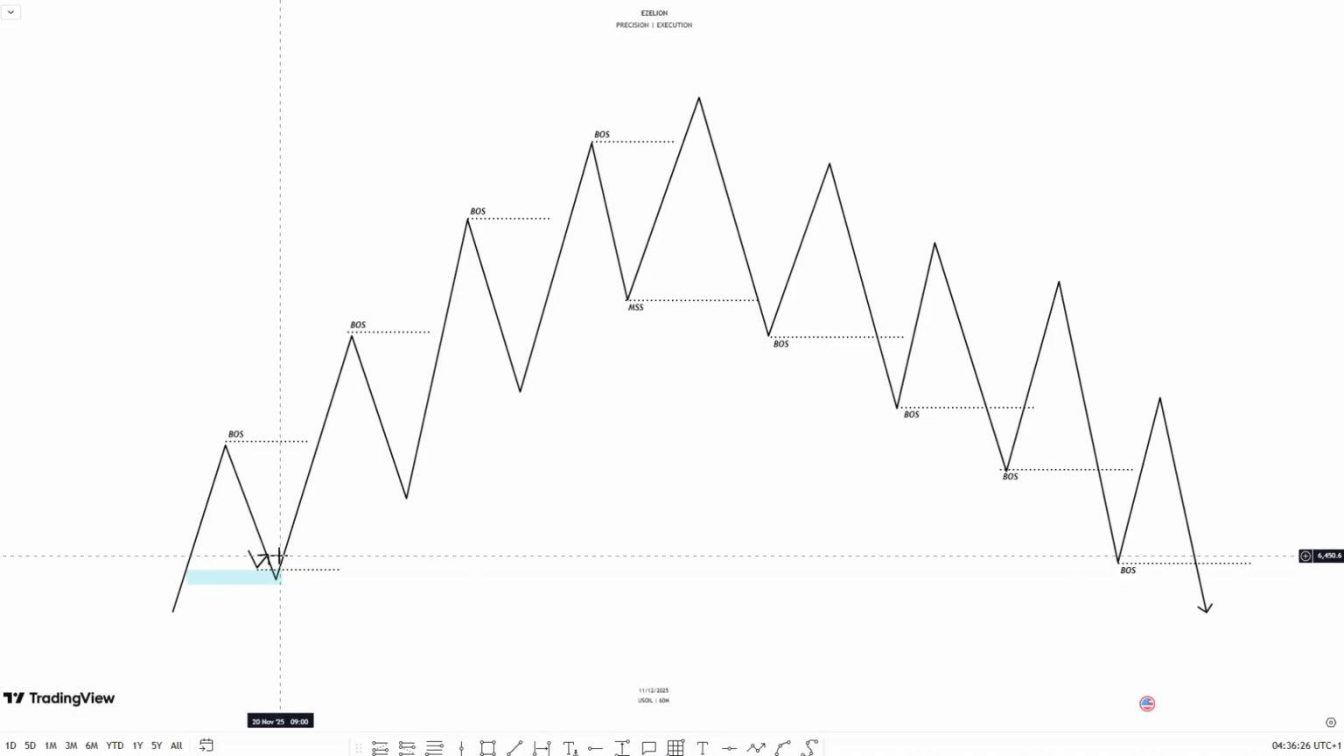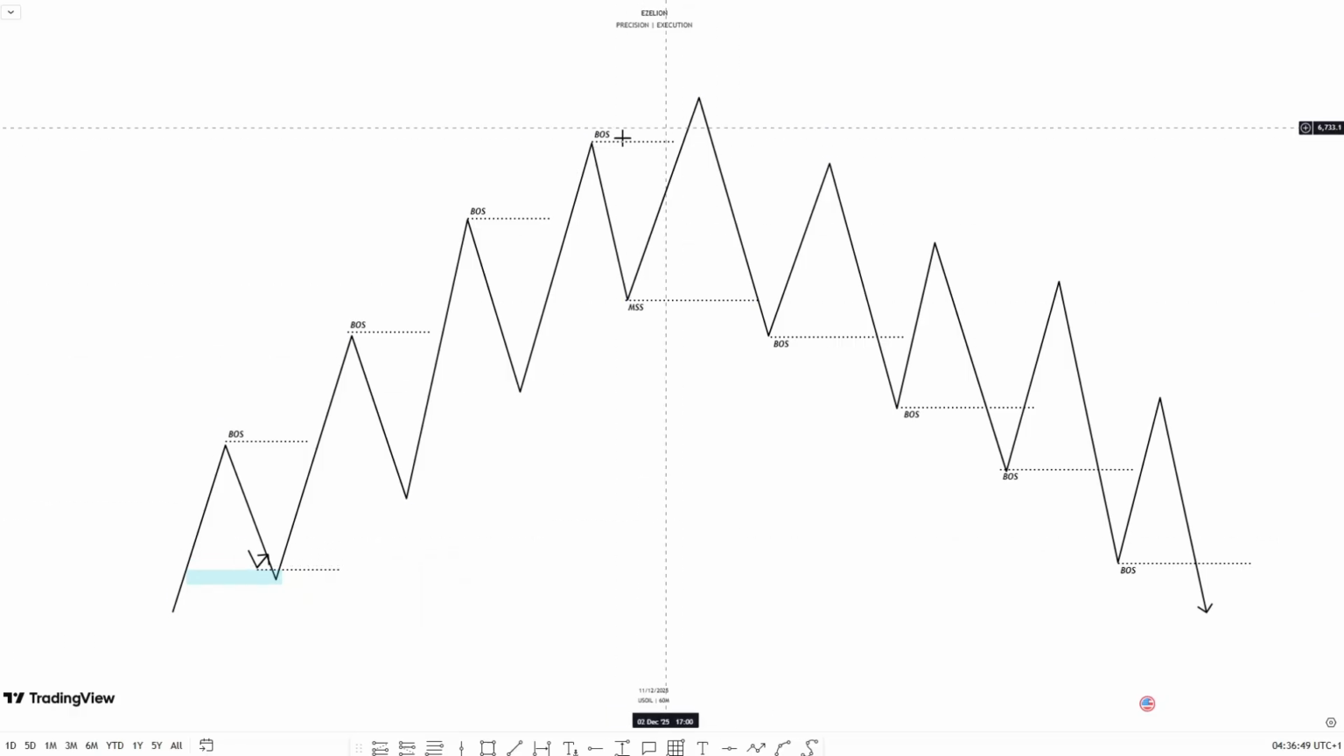These are the criteria to validate and identify a high probability break of structure. Sometimes you might not see these things and it's still a break of structure. But if you want high probability ones, you want to see a key level and a liquidity sweep. And that is for break of structure. So how do you identify a high probability market structure shift?